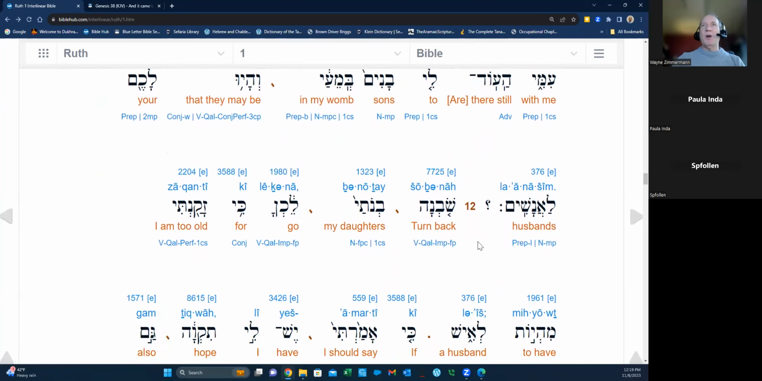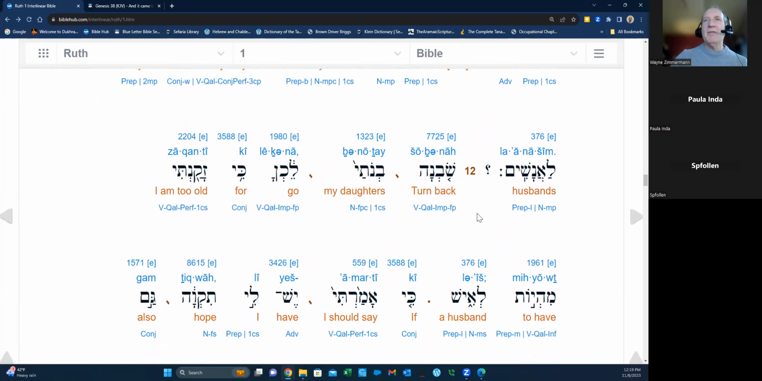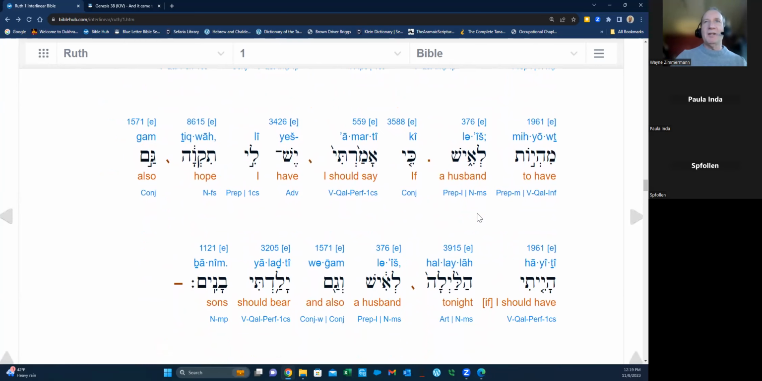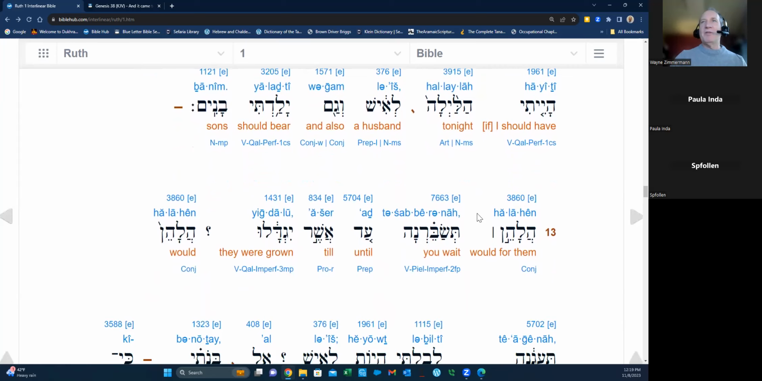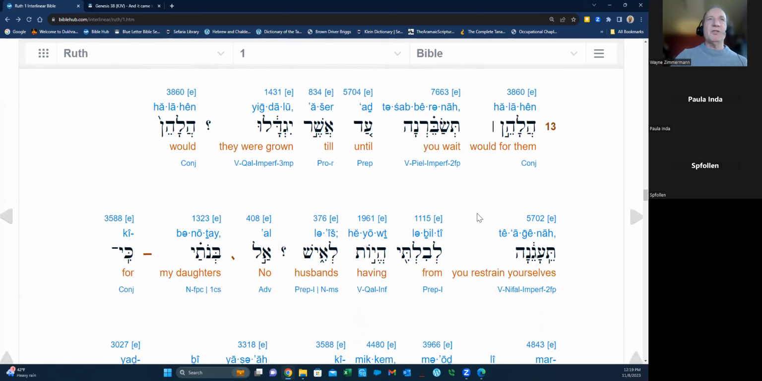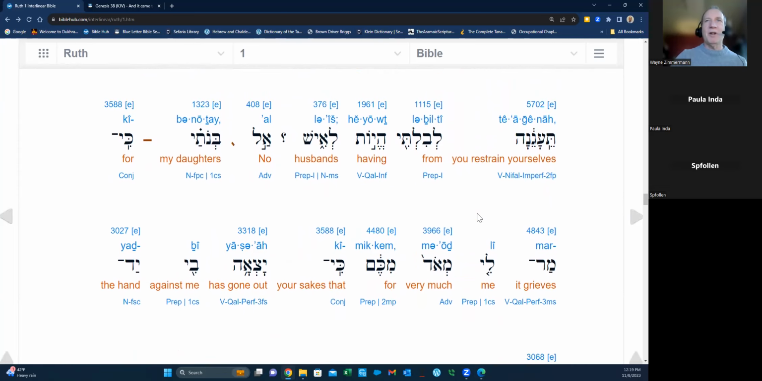And then here, verse 12 is the third time. "Turn back, my daughters, for I'm too old to have a husband. And even if I should say that tonight I get a husband and I'm going to get pregnant." And verse 13, "Would you wait for them until they're grown? Would you restrain yourselves and have no husbands until my kids are grown up?"